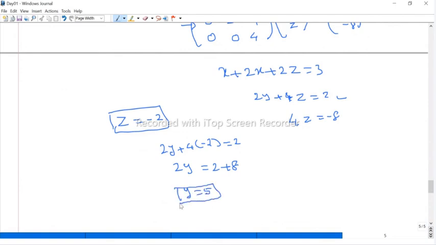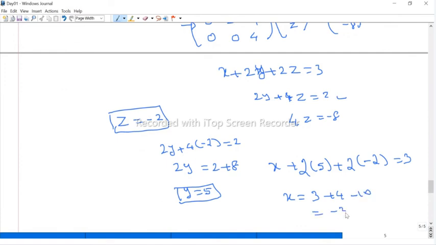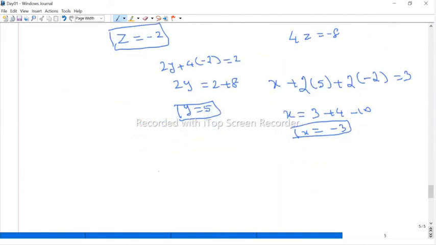Now if you substitute the y and z values into the first equation, we get x plus 2 times y, that is 2 times 5, plus 2 times z, which is minus 2, equal to 3. Now x equals 3 plus 4 minus 10. This is 7 minus 10, which is minus 3. Therefore the x value is minus 3. Now we have found the solution of this system: minus 3, 5, and z value is minus 2. So this is a solution.